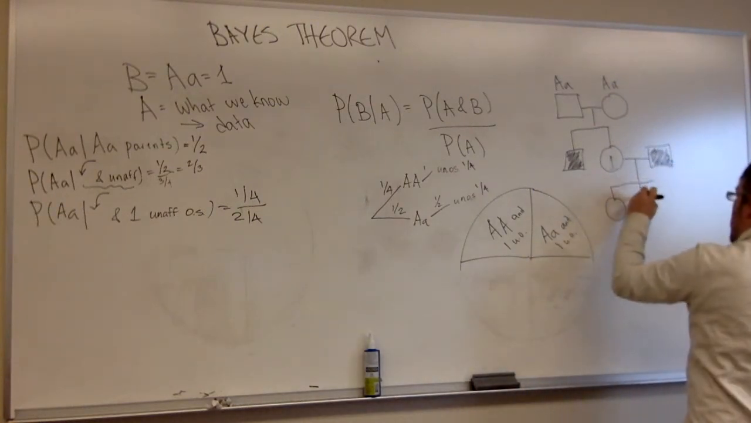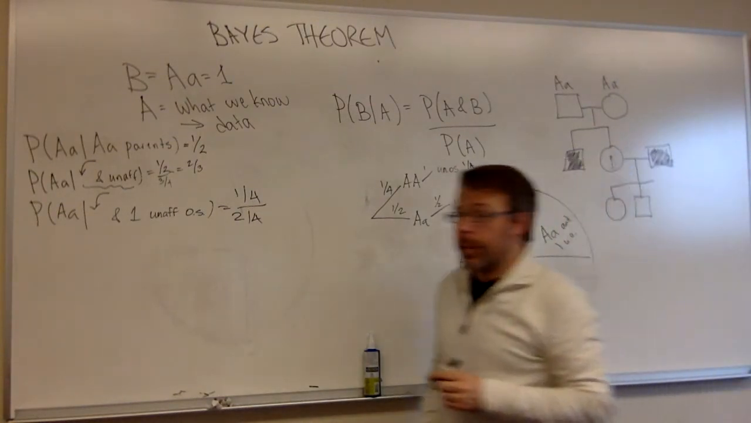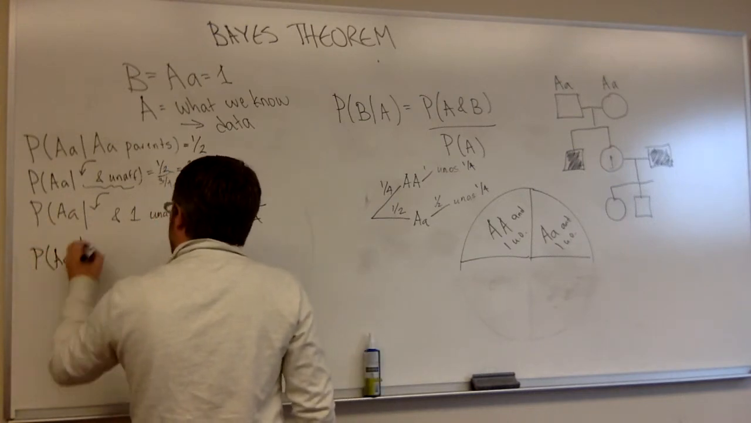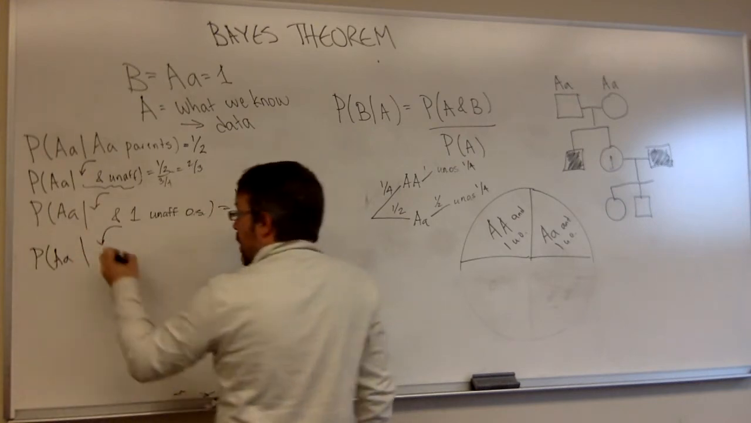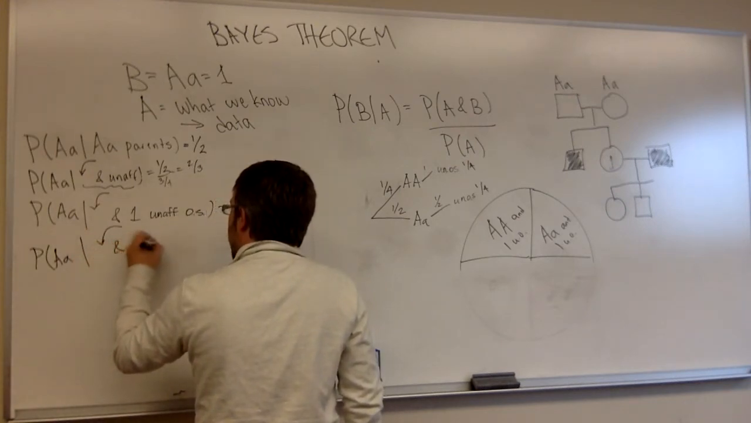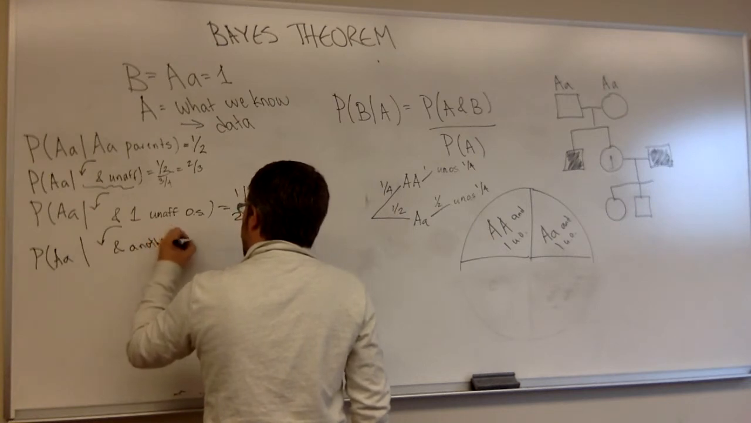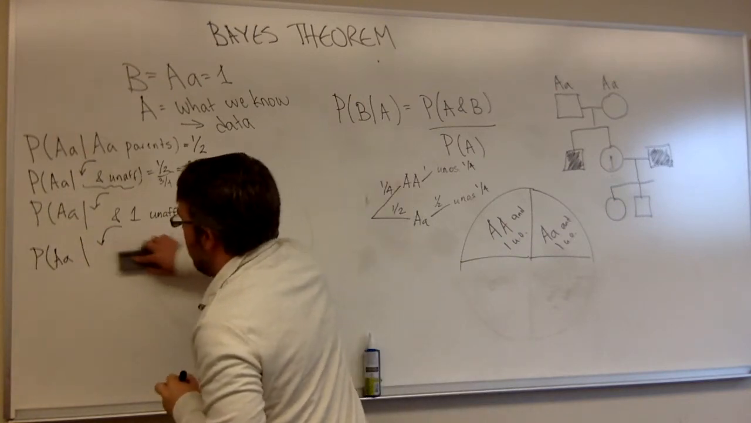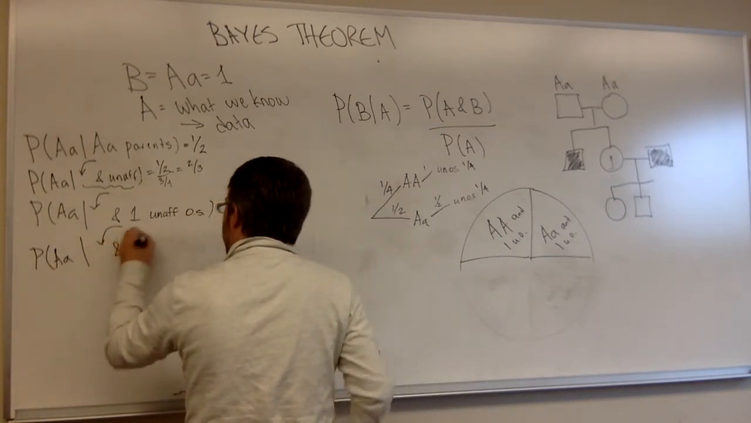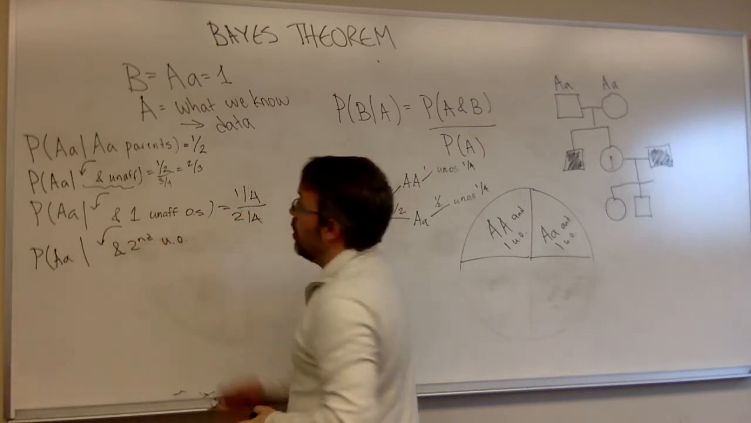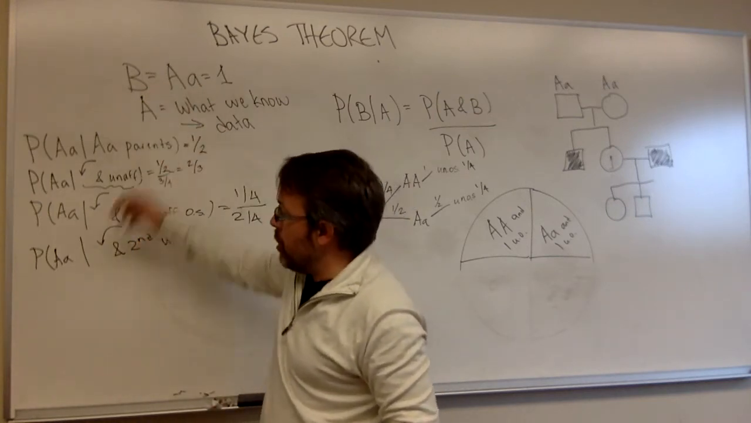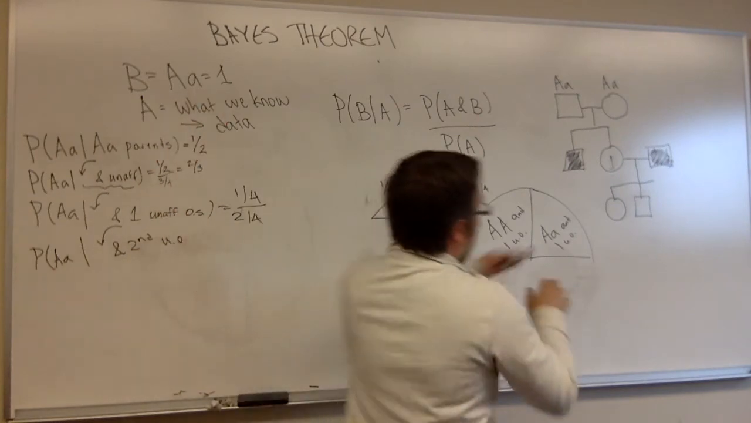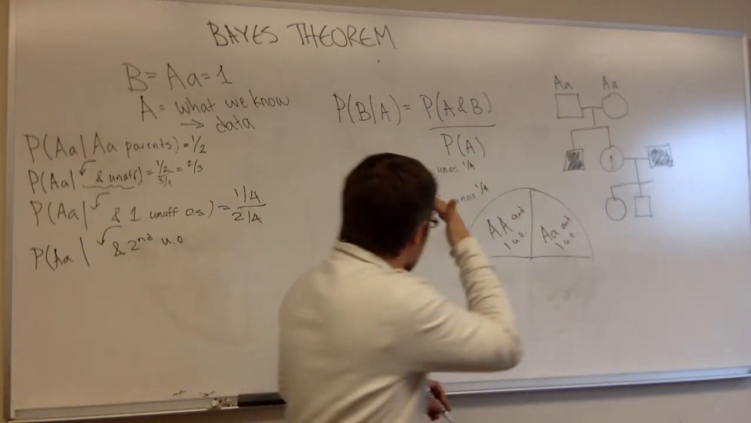Okay, so then if that individual has another unaffected offspring, now we're asking the probability of big A, little a, given everything we knew before, and a second unaffected offspring. So B is still the probability of big A, little a, but A is all our data, everything we know. Okay, so now what happens?